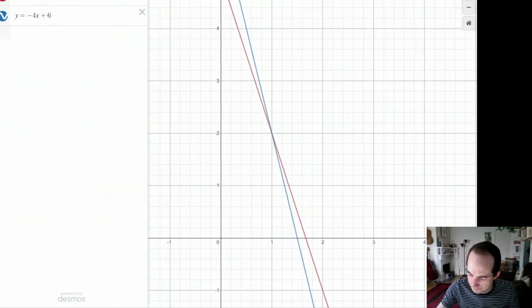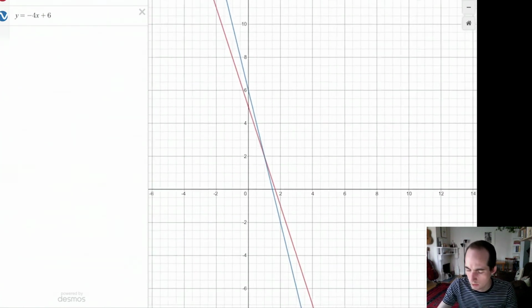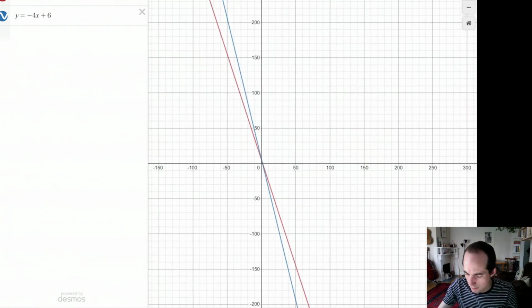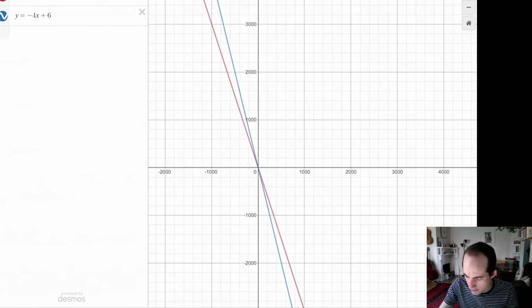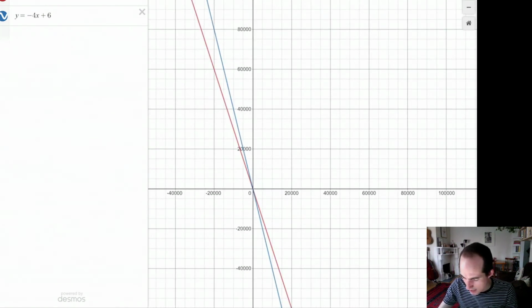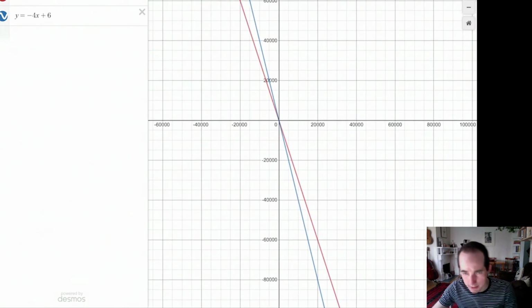So there you have it. And they only intersect in that one point, right? We can zoom out, keep zooming out, and they only intersect at a single point, and that point is the point 1, 2. Okay, so I'm going to leave it at that. So that is our two methods. We can solve by graphing, and we can solve by substitution.